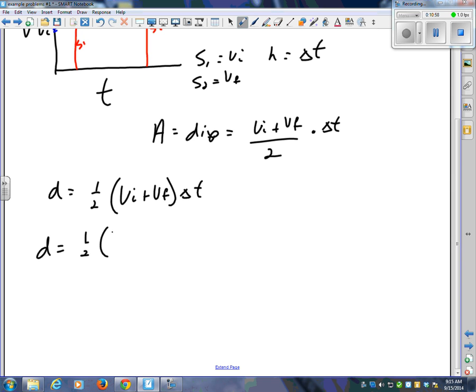1/2 of VI plus, and I'll put it in red for you. What's VF equal to? VI plus AT, and now I'm multiplying by delta T. Have I lost anyone? So you have more variables. I added one. Well, I didn't like those ones.